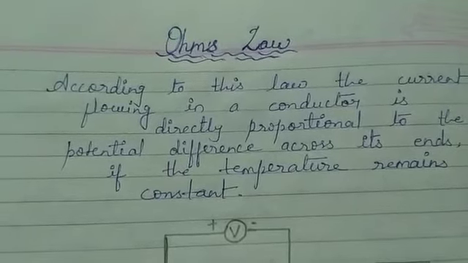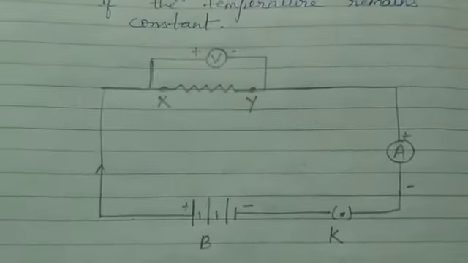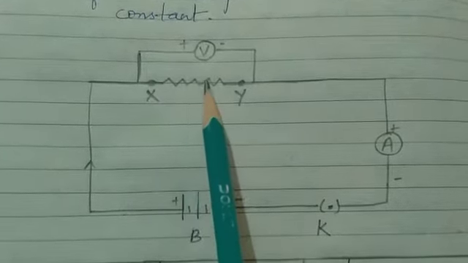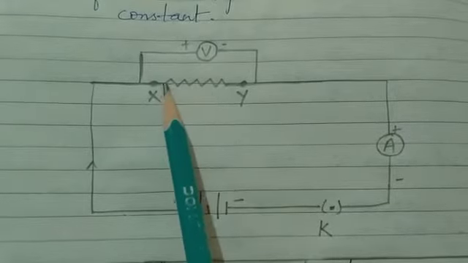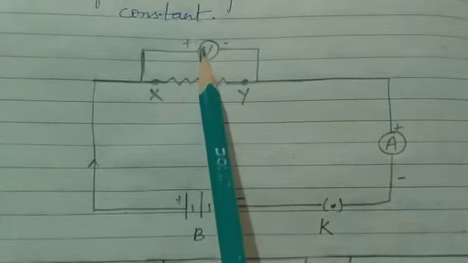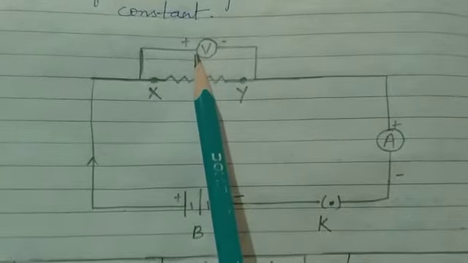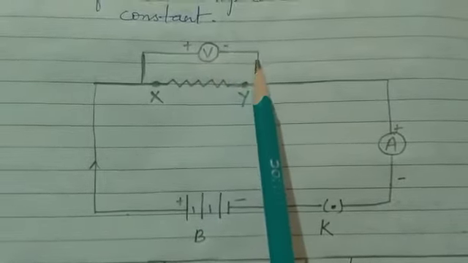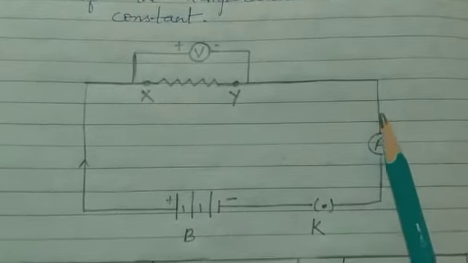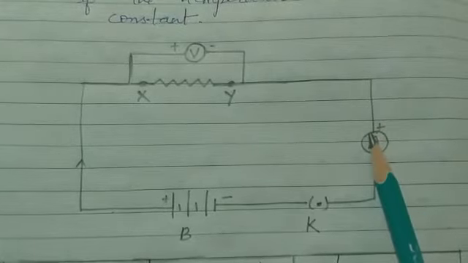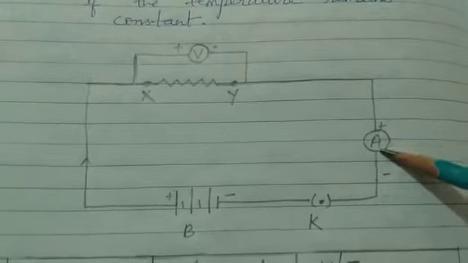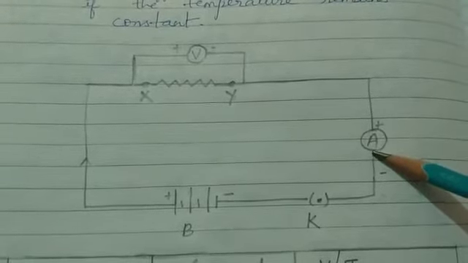Now, how can we prove this law? To prove this law, we can make a circuit like this. Here you can see XY is a conductor. This is a voltmeter. I have told you the voltmeter is used to measure the voltage, and it is connected in parallel in a circuit. Then this is an ammeter. The ammeter is used to measure the current. It is connected in series in the circuit.